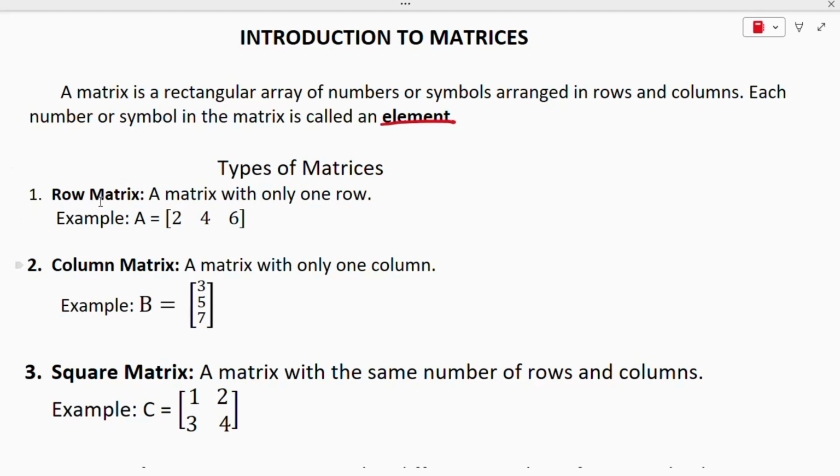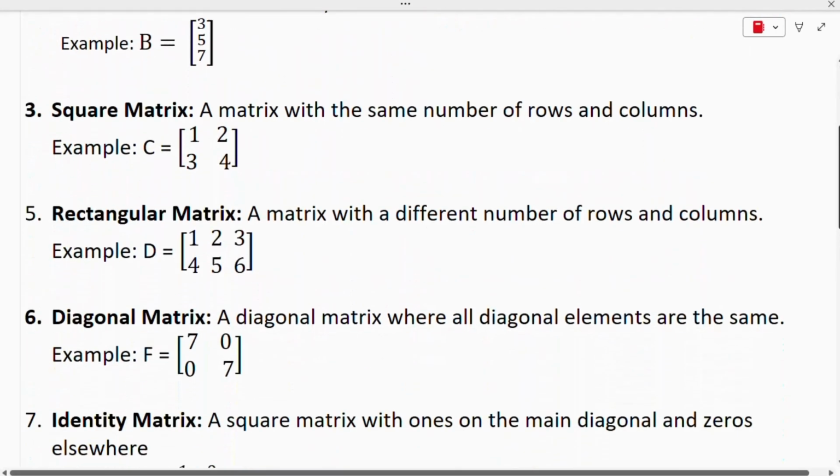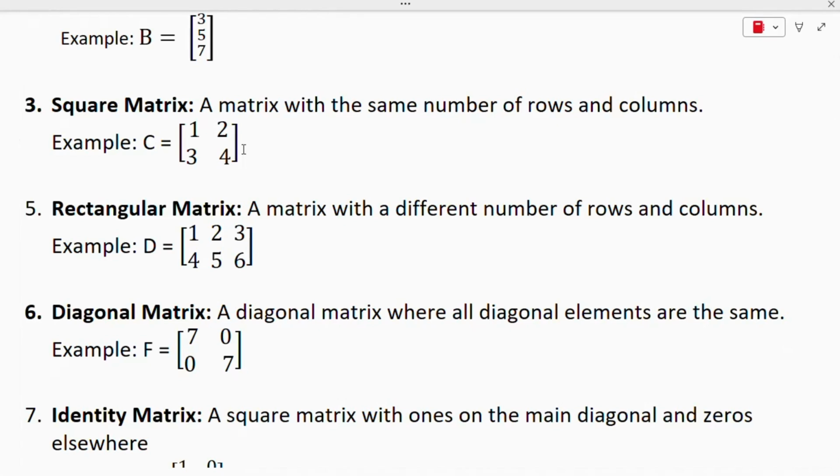Now the second type of matrix is the column matrix. A column matrix is a matrix with only one column. If you take a look at the example, this is an example of a column matrix, and a column matrix is vertical. Number 3 is called the square matrix. Now a matrix with the same number of rows and columns is called a square matrix. So this is an example of a square matrix.